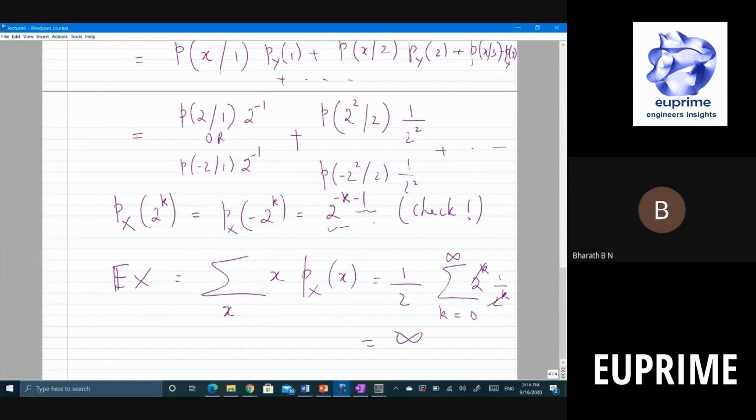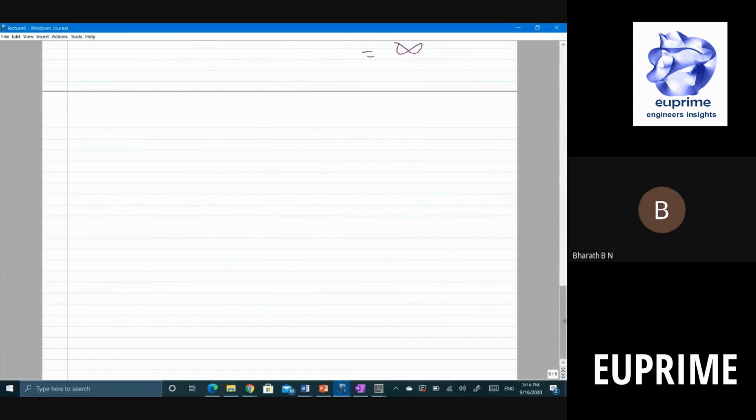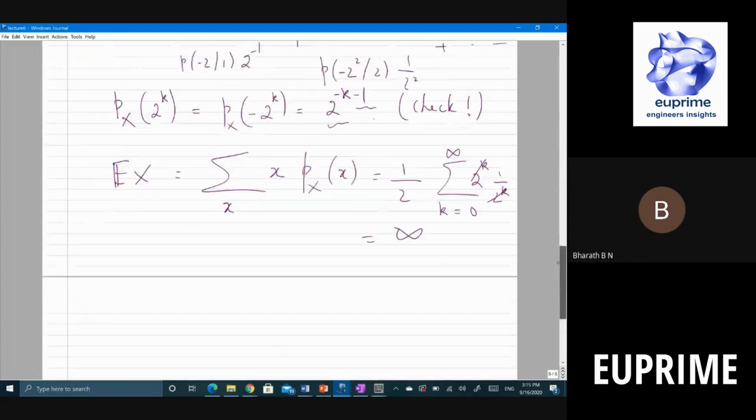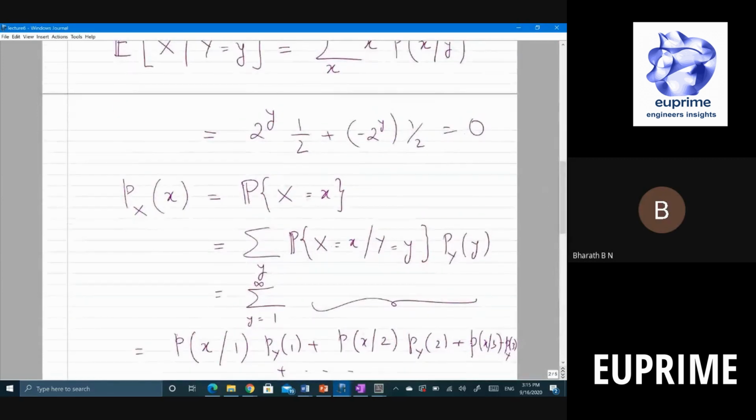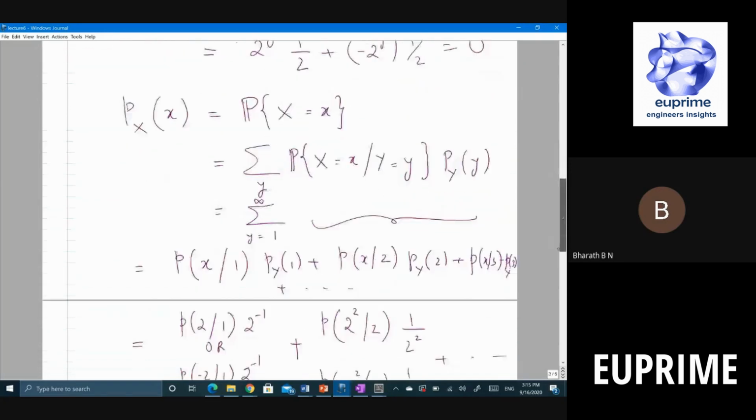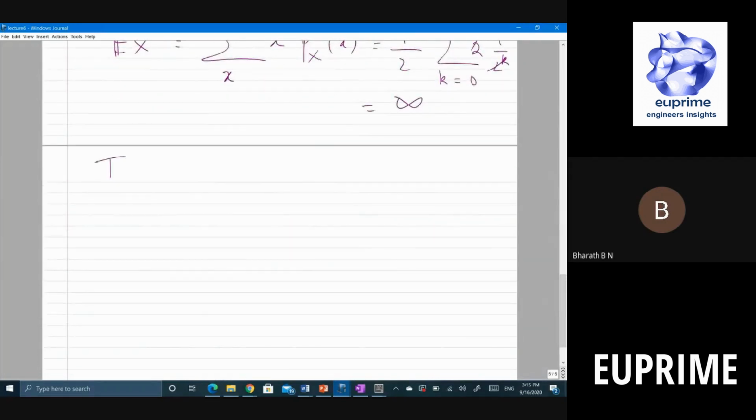right? So where is the total expectation law? Expected value of x is infinity. Expected value of x given y is 0. So if you take expectation of 0, you'll get 0, right? So it looks like if you apply total expectation law directly, you will get 0. But expected value of x is infinity, right? Therefore, total expectation law does not hold good, right? Is not satisfied. Fine, it's not satisfied.